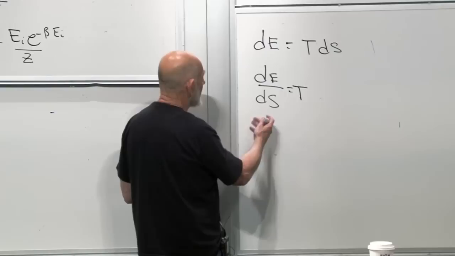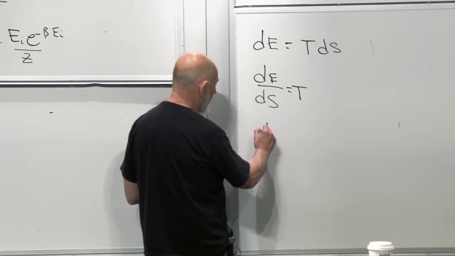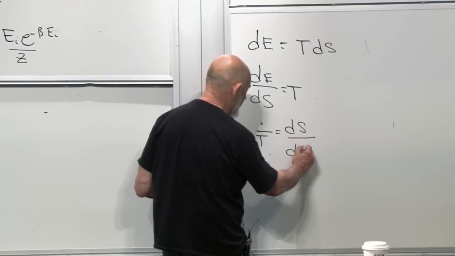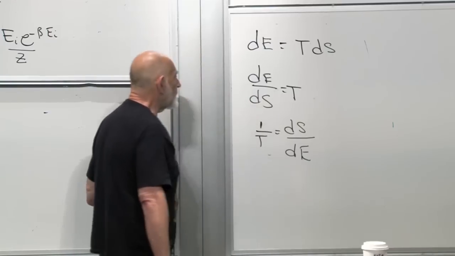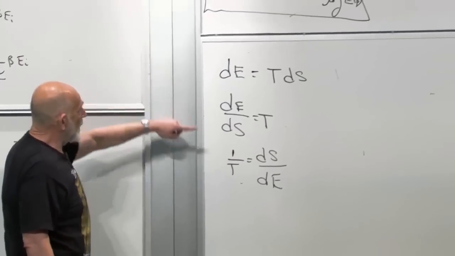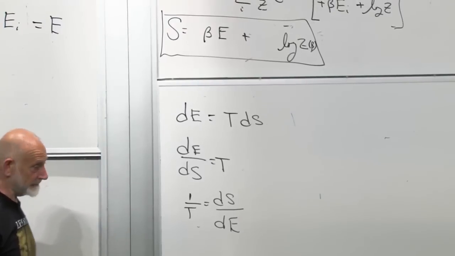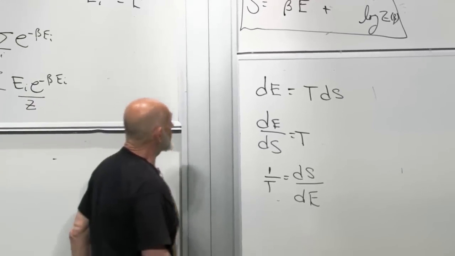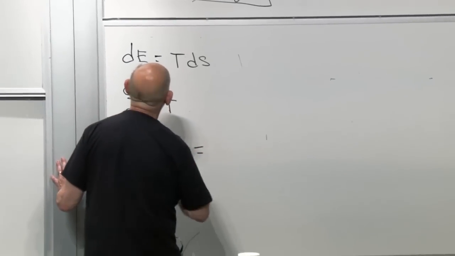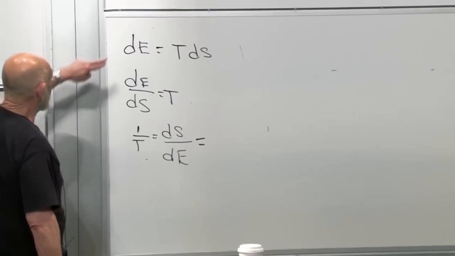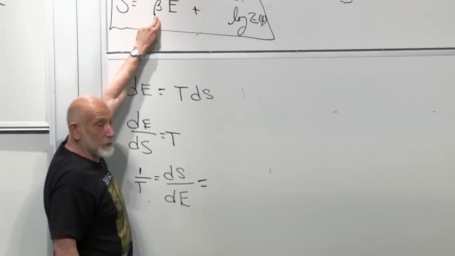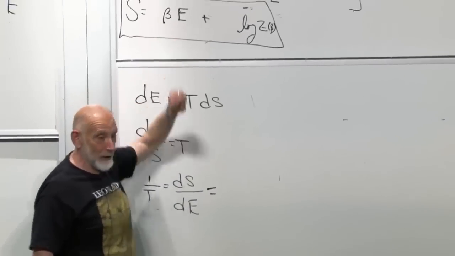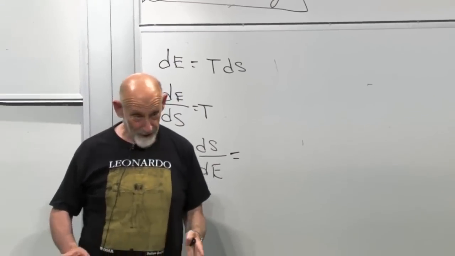This, of course, is also equal to, or 1 over the temperature is equal to, the rate of change of S with respect to energy. The inverse temperature is the rate of change of S with respect to energy. Let's see if we can do that derivative. The derivative of S with respect to energy. Okay. So let's differentiate this with respect to energy first. Now keep in mind that it would be simple if beta didn't depend on the energy. But beta does depend on the energy.